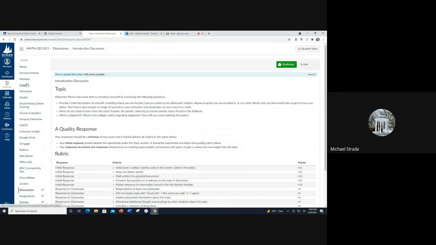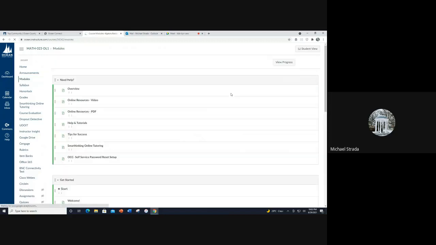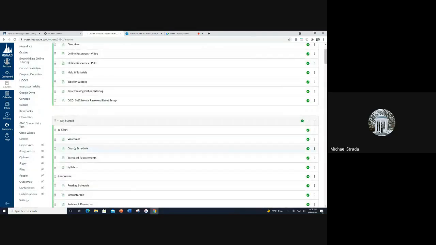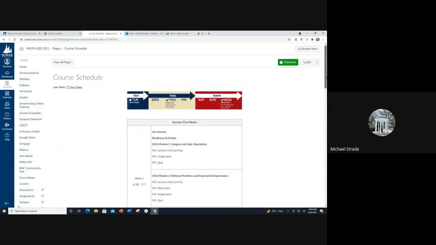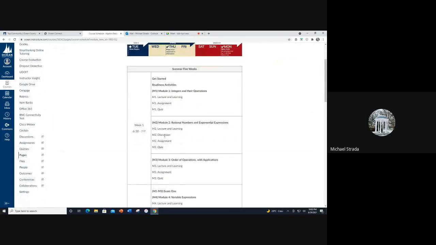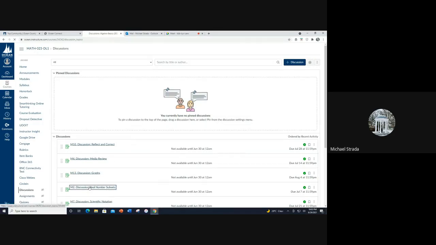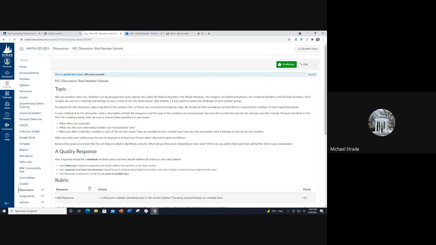If we look at, again, the course schedule, as we mosey on through, you'll notice there's a discussion question in Module 2 as well. So the Module 2 discussion, all right, real number subsets. We use numbers every day. Numbers can be grouped into some special sets called the natural, the whole, the integers, the rational. See Module 1 if you need to review the attributes of each number group.